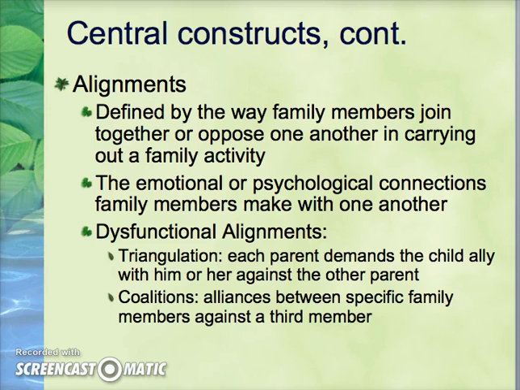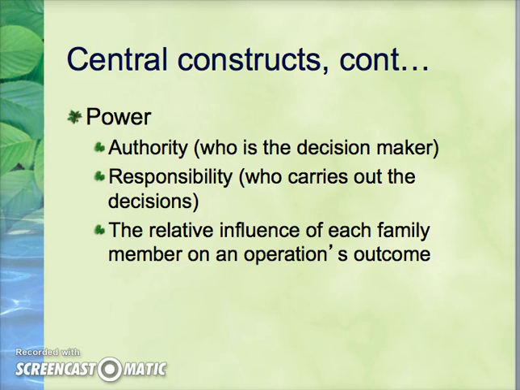Your triangulation is 1, 2, and the third point's out, okay? Another central construct is power. Who holds the authority? Who's the decision maker? Who holds responsibility? Who carries out the decisions? And what's the relative influence of each family member on any operation within the family's outcome?